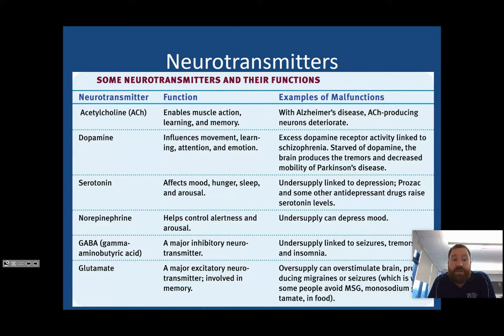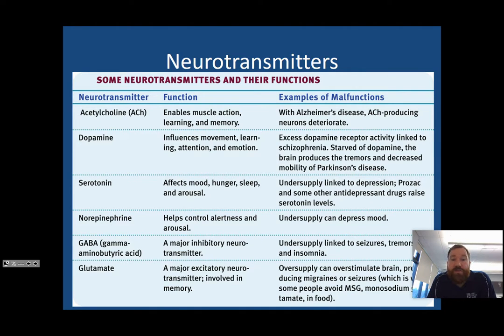Now, all of these are excitatory, by the way, for the most part, except for GABA. GABA is a main inhibitory neurotransmitter, which means it's meant to slow things down. So you can think that if you don't have enough of it, that can cause things like restlessness or tremors or other types of things that are related to your body moving too much or things going too fast.